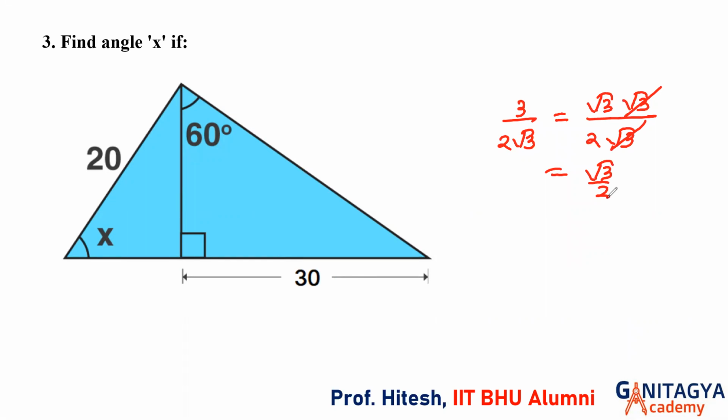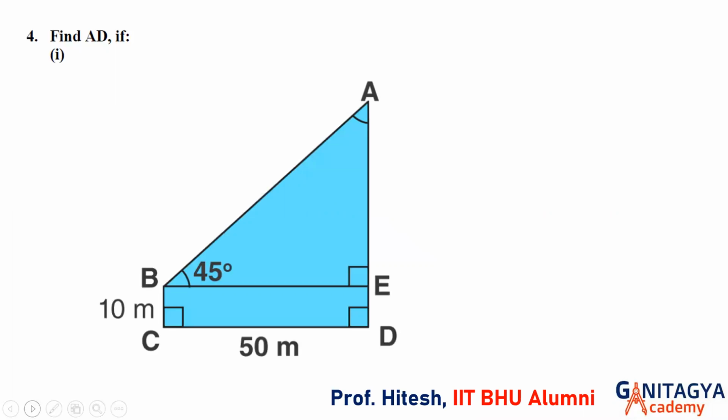Let's go to the next question. Let me clear this. So question number 4. We have to find AD, the distance A to D. So this is given 10 meter. ED is given 10 meter, already given.